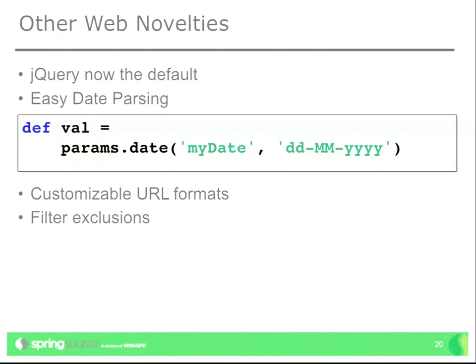In addition to pulling Prototype out and making it a plugin, we developed a jQuery plugin. So you've got a Prototype plugin and a jQuery plugin, and it turns out there are a bunch of other JavaScript plugins as well. The jQuery plugin is installed in your application by default.